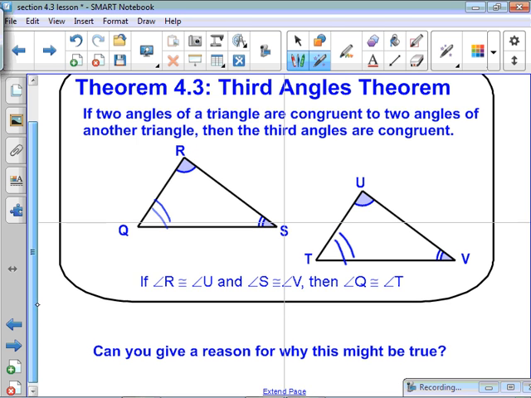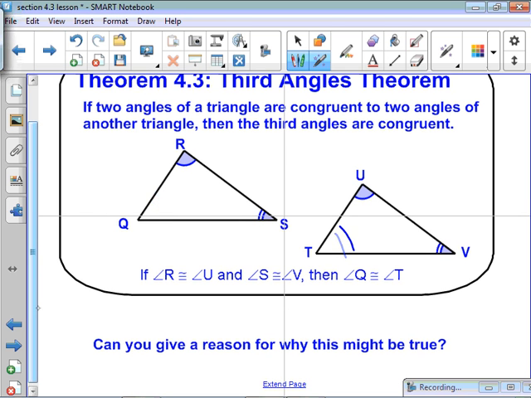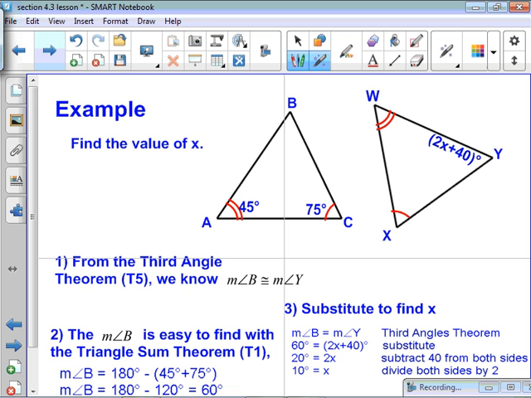So I will leave it to you to try to put in your own words what the reason for that would be. But if we know that two angles are congruent to each other in two triangles, then the third angles must be the same by Theorem 4.3, the third angles theorem. Okay, so let's go ahead and use that.